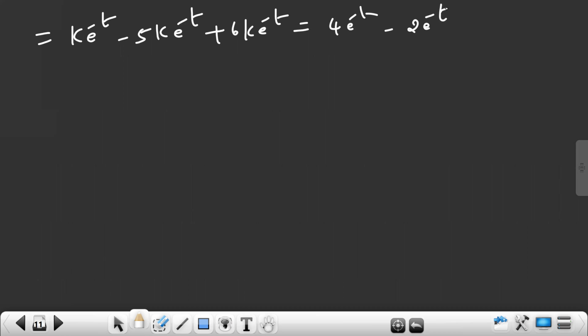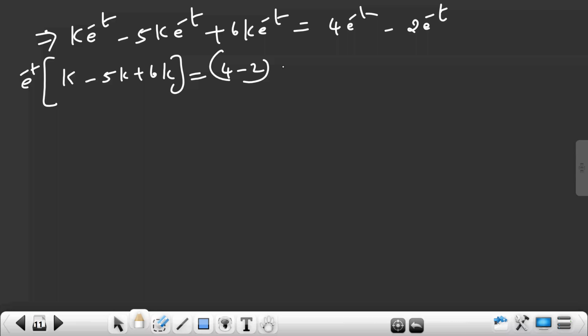Now take e to the power minus t common from both the sides and cancel. So k minus 5k plus 6k equal to 4 minus 2. So your answer will be 2k, isn't it? 2k is equal to 2, or k is equal to 1. Correct now? All of you got this value? Yes, sir.